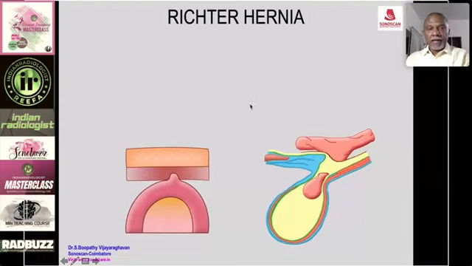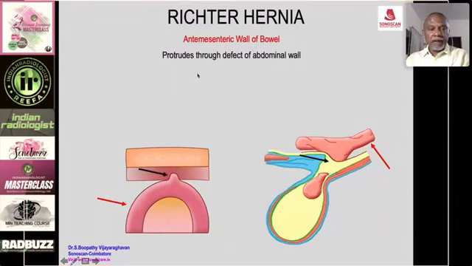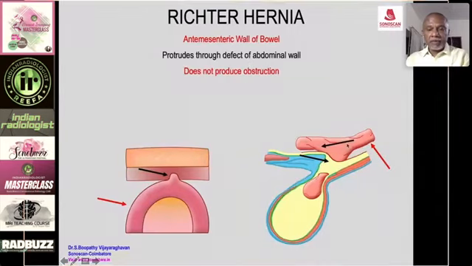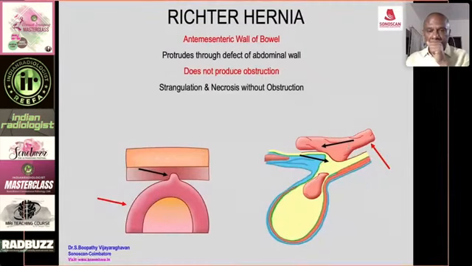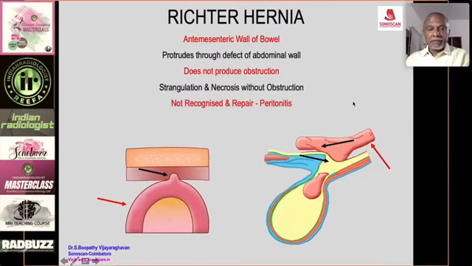Now a rare type of hernia is Richter hernia, where there is herniation of the antimesenteric wall of the bowel. Only part of the circumference of the bowel protrudes through the defect of the abdominal wall. It does not produce obstruction because the entire lumen is not herniating, and the peculiarity of this hernia is that strangulation and necrosis happen without obstruction. So the diagnosis is missed and the patient presents with peritonitis.